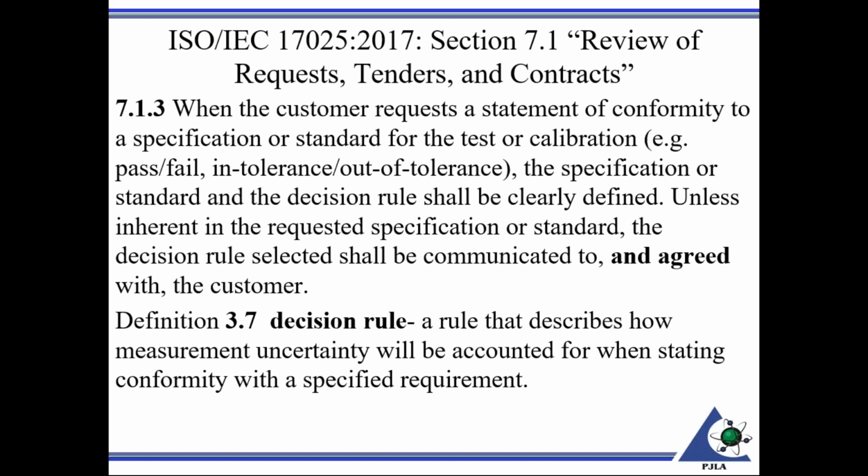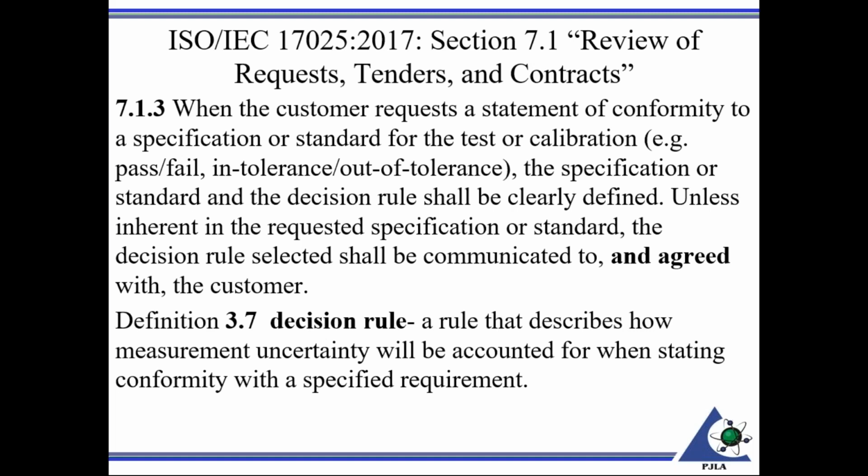All right, 7.1.3. So this is the big change when the standard was revised in 2017. The requirement here is when the customer requests a statement of conformity to a specification or standard for the test or calibration, such as a pass-fail statement, in-tolerance, out-of-tolerance statement, the specification or standard and the decision rule shall be clearly defined unless inherent in the requested specification or standard. The decision rule selected shall be communicated to and agreed with the customer.